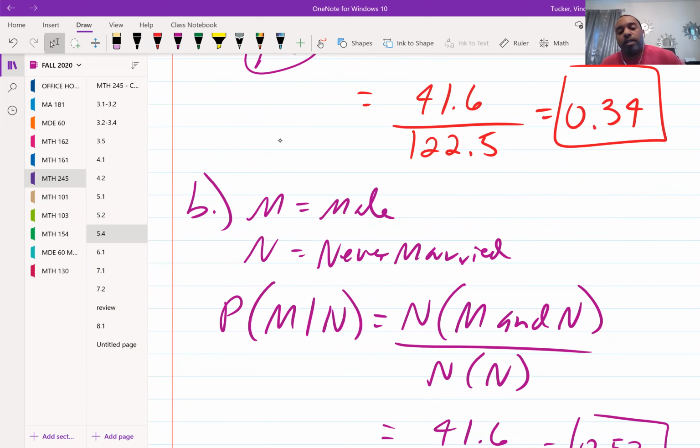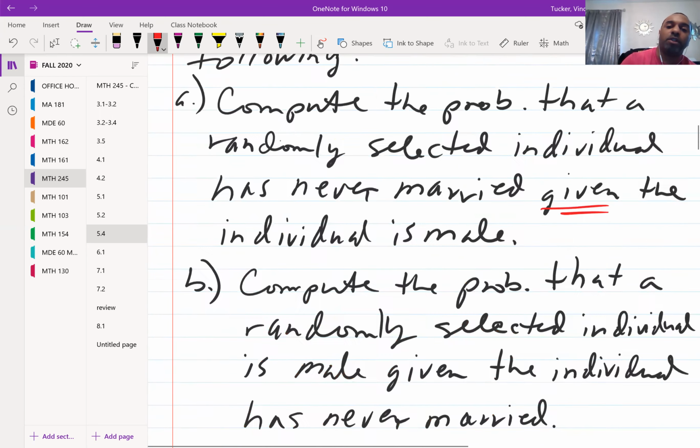All right. So same type of deal for B, but this time they want to know the probability that a randomly selected person is male, given that they were never married. So once again, I call M male, and N never married. So I want to know the number of male and never married, and then the total number of those that are never married. So go back to my chart.